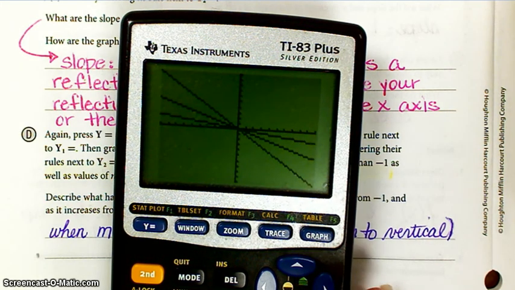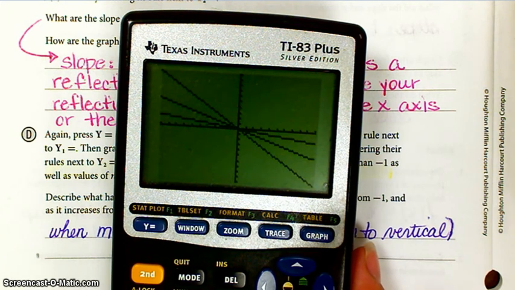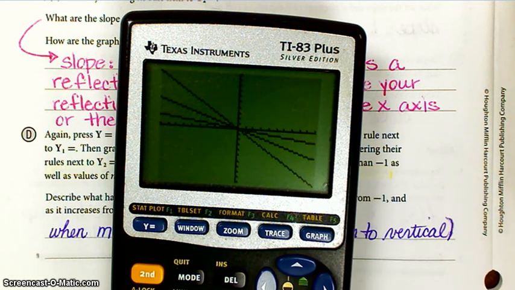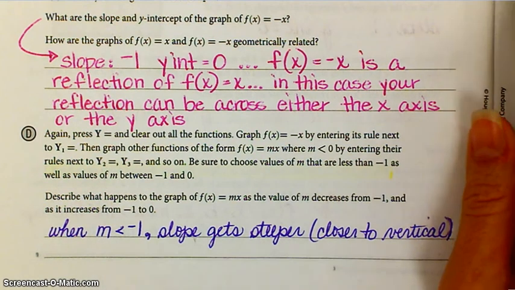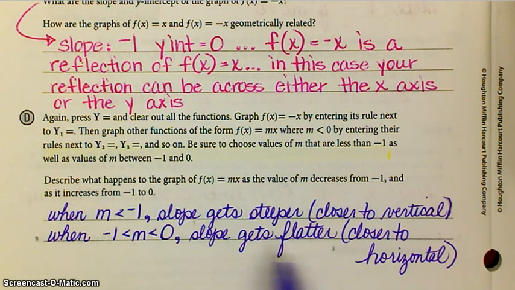All right, so as the m value, think of it as the absolute value of m, as it gets closer and closer to 0, gets smaller, then the slope of the line gets flatter and flatter. Now, the slope of these lines is still negative, okay, but they're getting more and more horizontal. Okay, so that's basically what I wrote here.